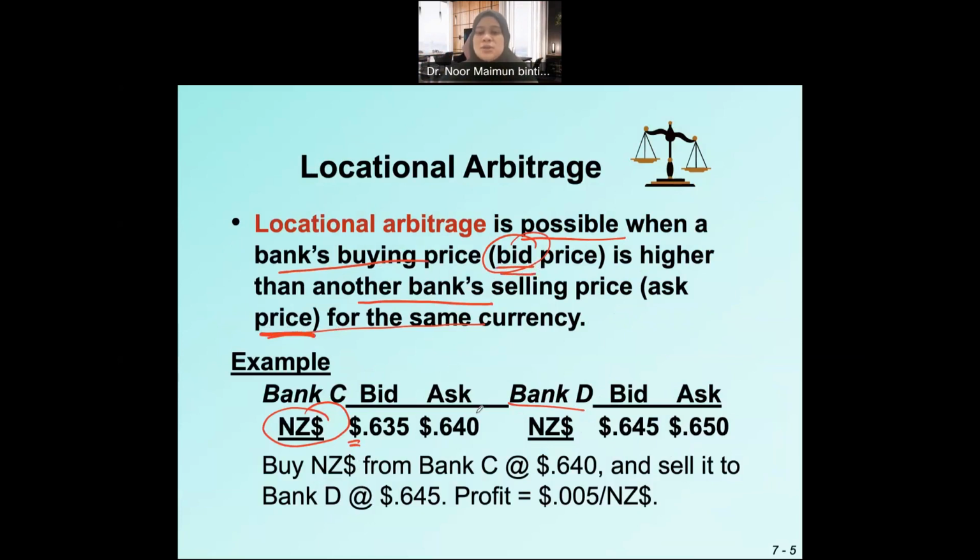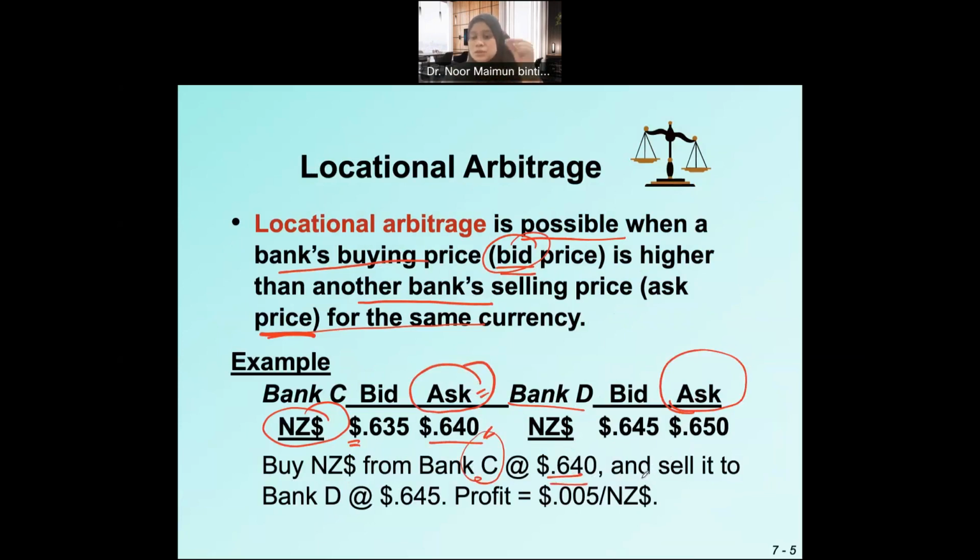Okay, so you see here the ask price, because you want to sell the New Zealand dollar, so you look at the ask price. Okay, which one is the lowest? The lowest is 0.64 US dollar. So you use this price. So that's why you buy New Zealand dollar from Bank C, okay, at 64 cent. Okay, and then sell it. Now you have US dollar.